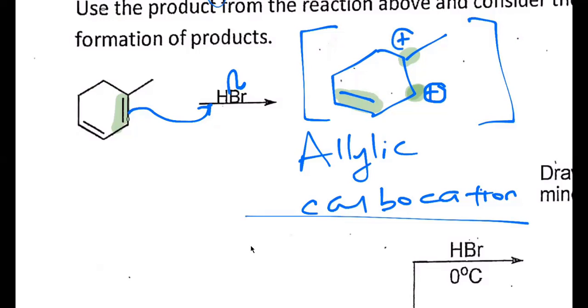Let me change the color on that because I don't want to confuse anybody. Even though this carbocation up here is tertiary, you've got a secondary carbocation here, but it's stabilized by resonance. So that's why this one is going to predominate. You may actually get some of the other product, but for the most part, it's going to be here. This intermediate is common.